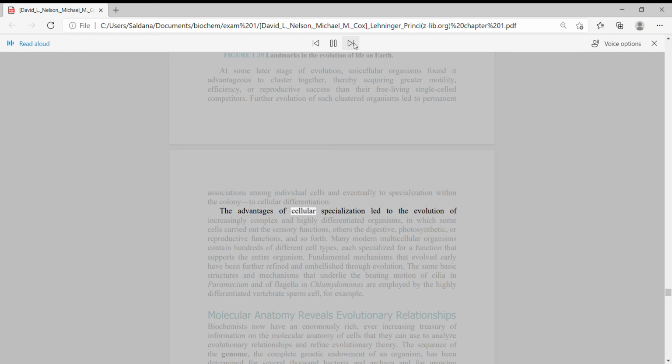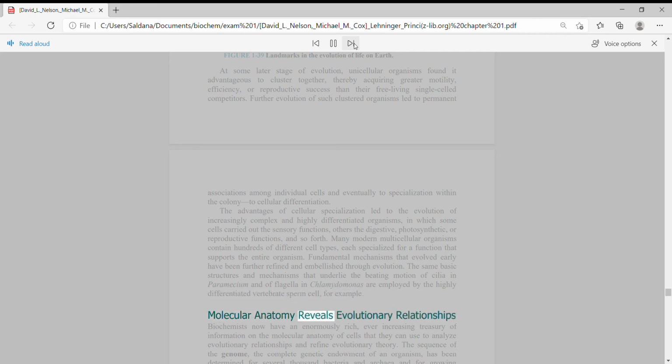The advantages of cellular specialization led to the evolution of increasingly complex and highly differentiated organisms, in which some cells carried out the sensory functions, others the digestive, photosynthetic, or reproductive functions, and so forth. Many modern multicellular organisms contain hundreds of different cell types, each specialized for a function that supports the entire organism. Fundamental mechanisms that evolved early have been further refined and embellished through evolution. The same basic structures and mechanisms that underlie the beating motion of cilia in Paramecium and of flagella in Chlamydomonas are employed by the highly differentiated vertebrate sperm cell, for example.